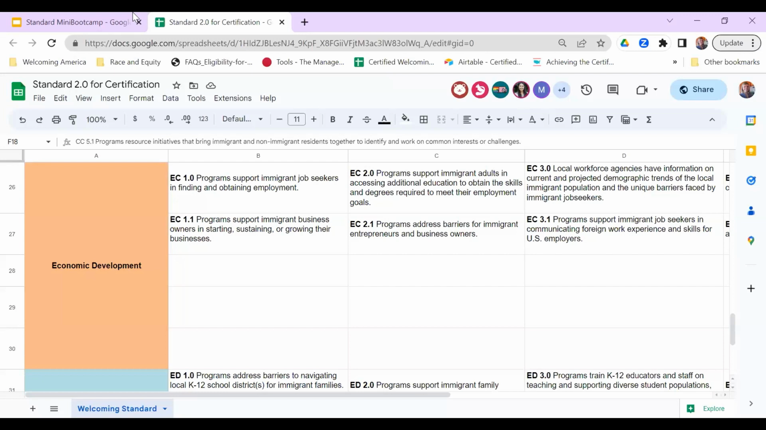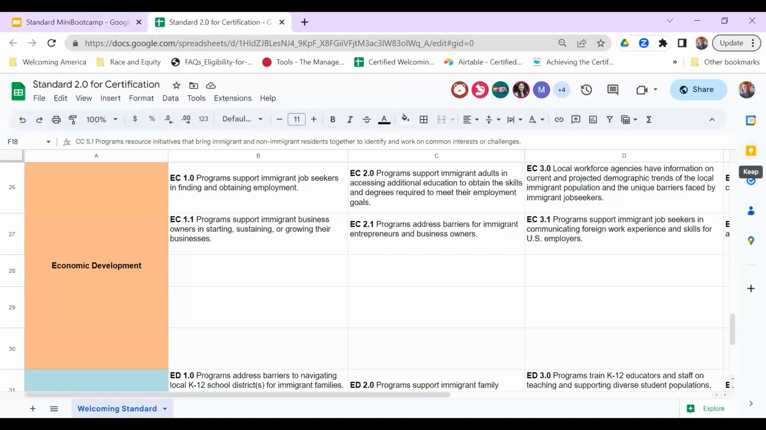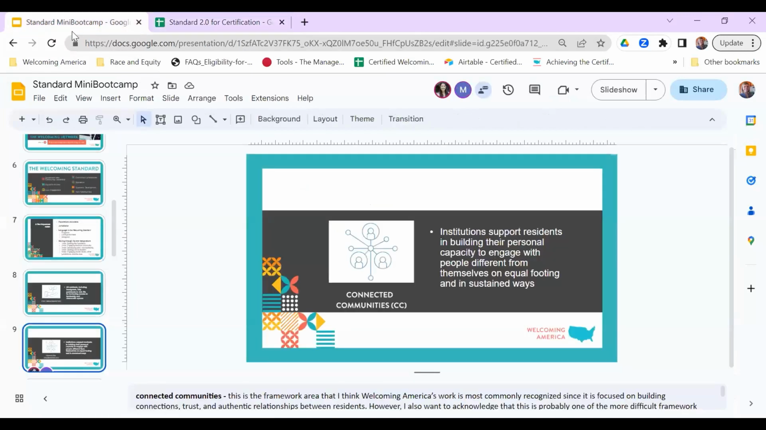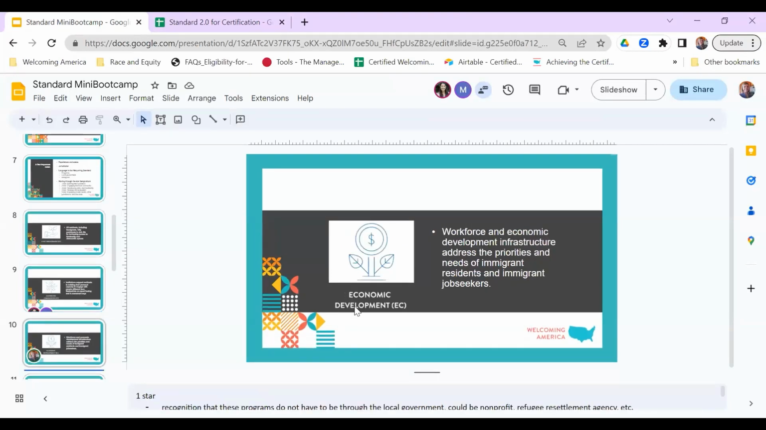All right. Well, I know that this is a lot of information coming at you all at once, which is why we have our office hours set up for next week as well. So just another quick plug on that. And we'll move on to the next framework area, which is economic development.